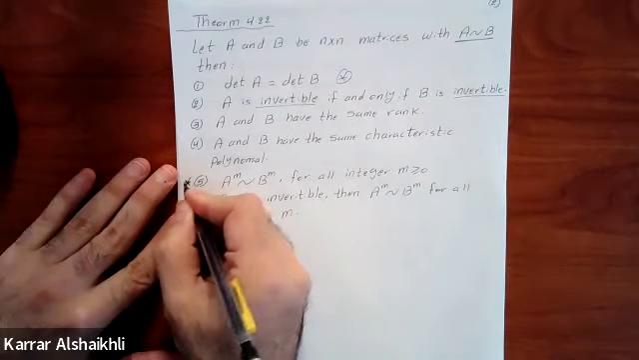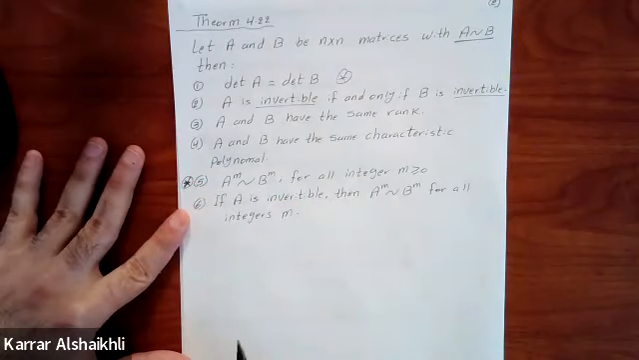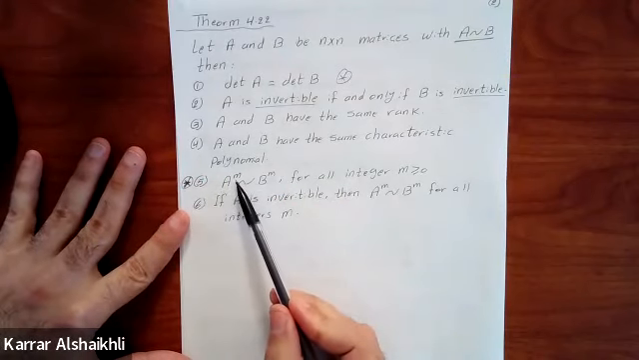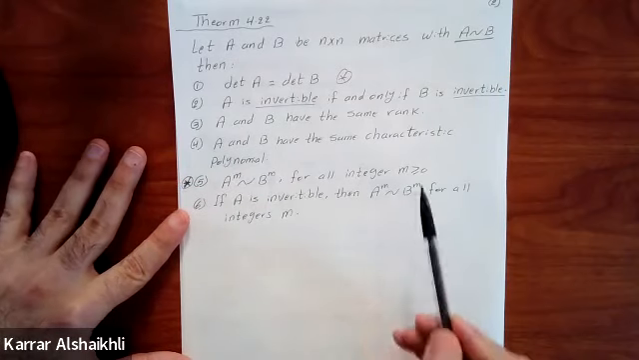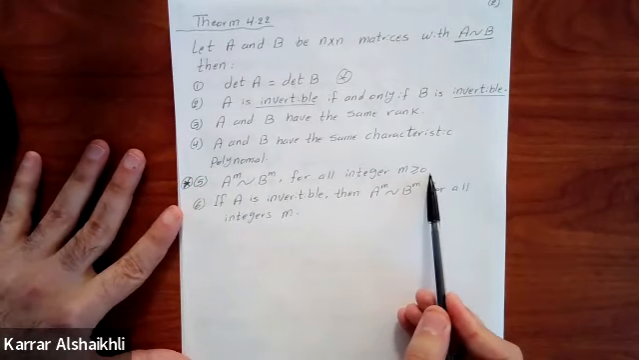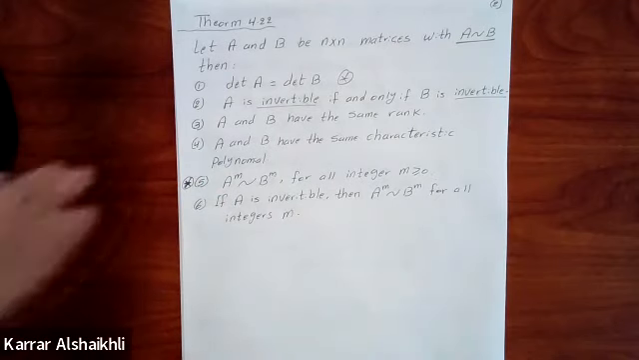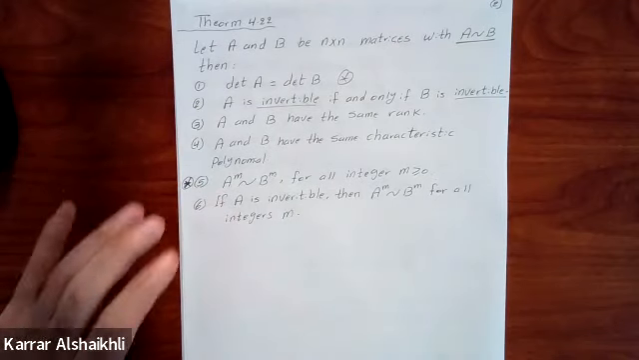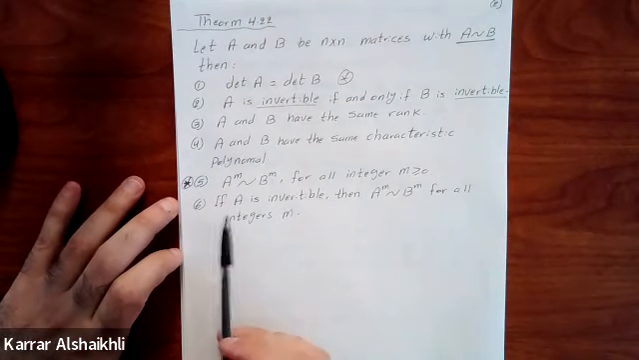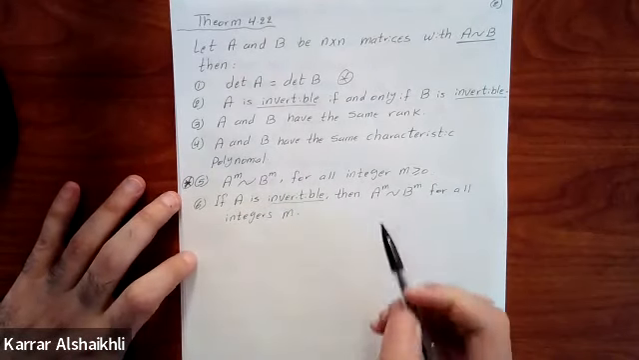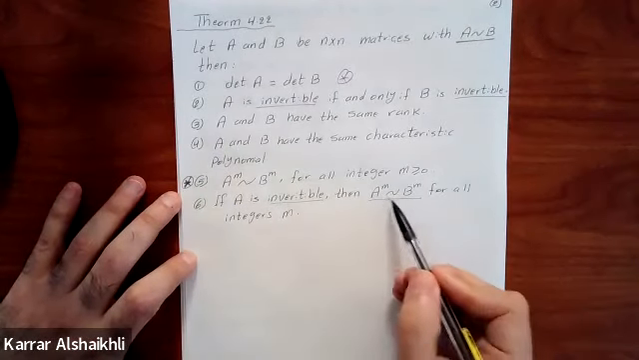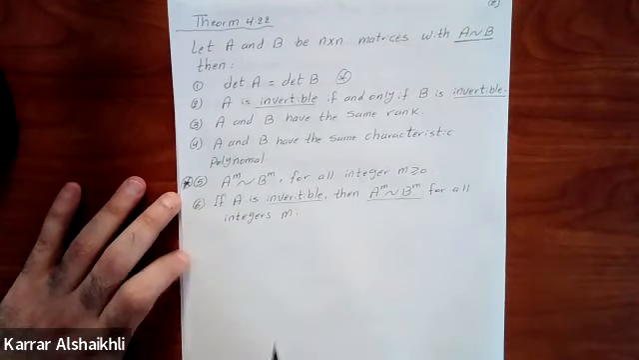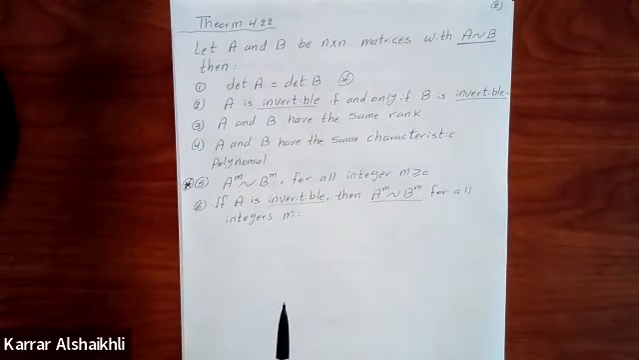Let's start on this one. Five: A to the power m is similar to B to the power m for all integers m greater than or equal to 0. This is the last thing in this section. They're going to ask you to compute something like A to the power 10. How are we going to find that? We're going to do an example. If A is invertible, then A to the power m is similar to B to the power m for all integers m. There is a proof for all these, but we're not going to focus on the proofs.